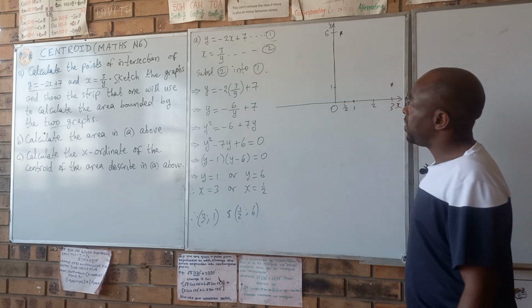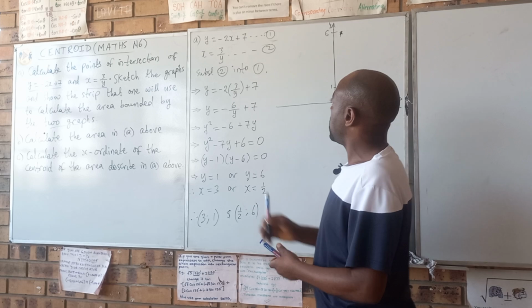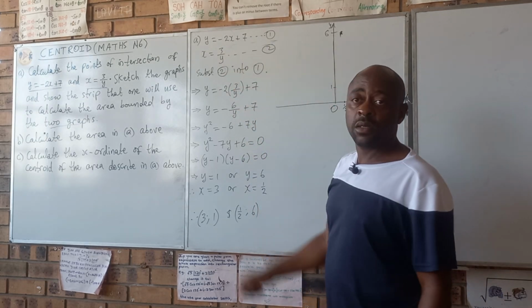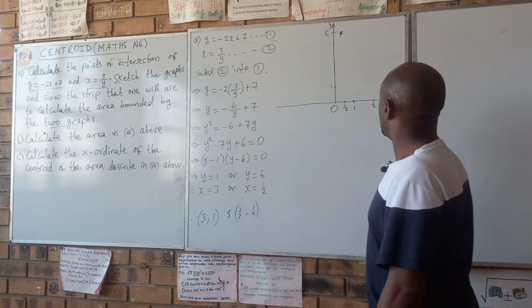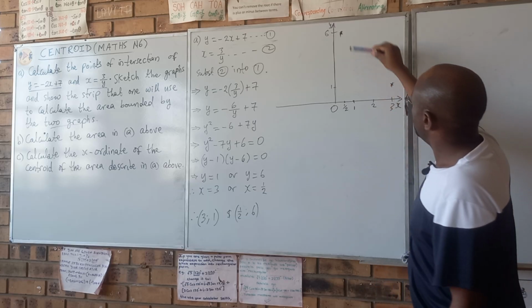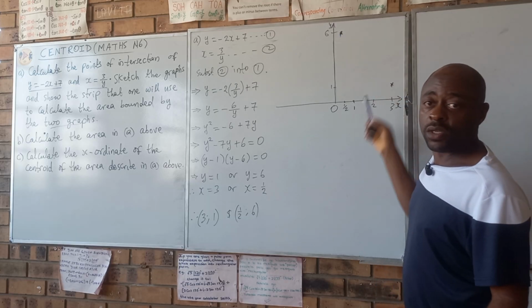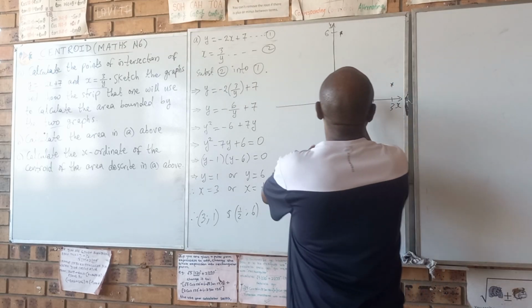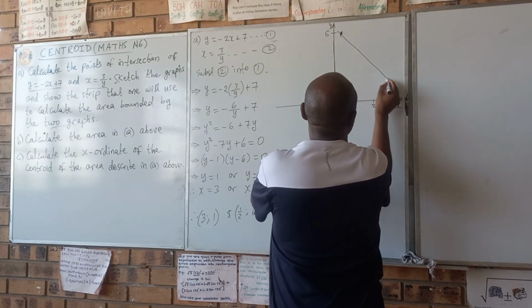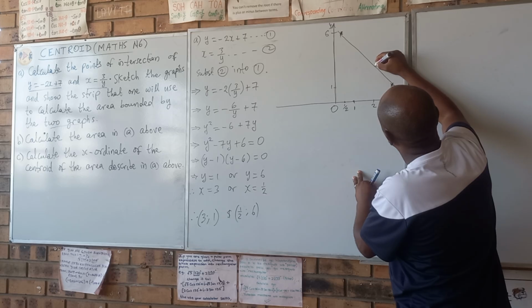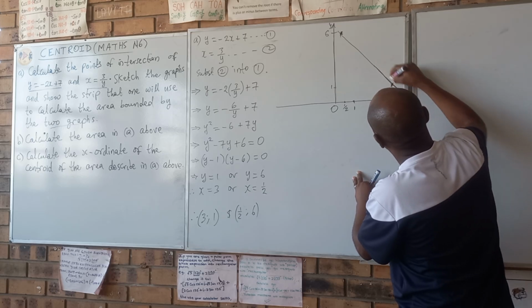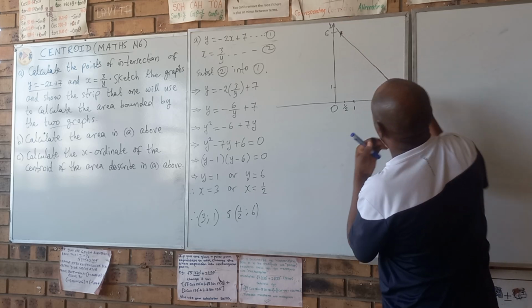Those are my points of intersection. So looking at the first graph, it's a straight line. To sketch a straight line, all you need are 2 points, and we've got 2 points already. So I just use my ruler to link it so that it becomes straight. Then I get my straight line there. So I'm done with the straight line.